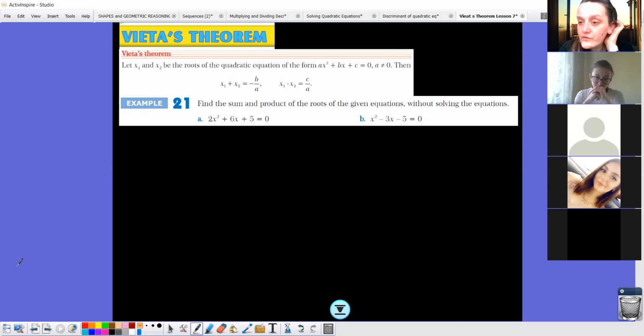So here, if you don't know the roots already, if you didn't find the roots, you can directly find their sum and product. For example, like this one. We have the quadratic equation and it says find the sum and product of the roots. So according to Vieta's theorem, x1 plus x2 is equal to minus b over a.